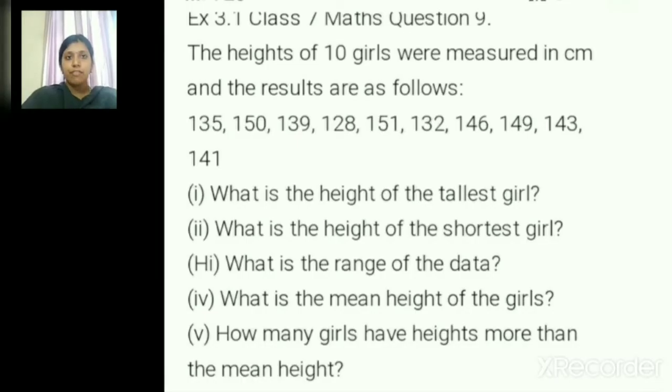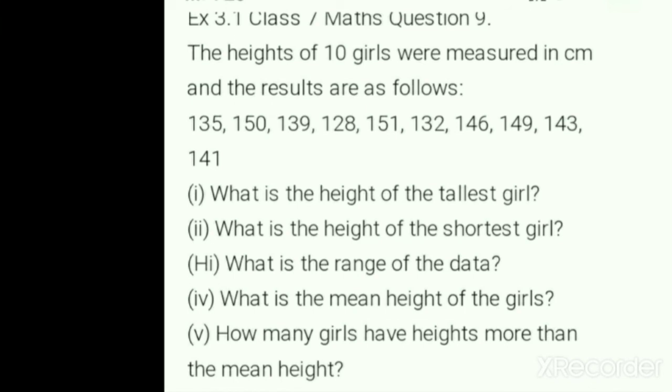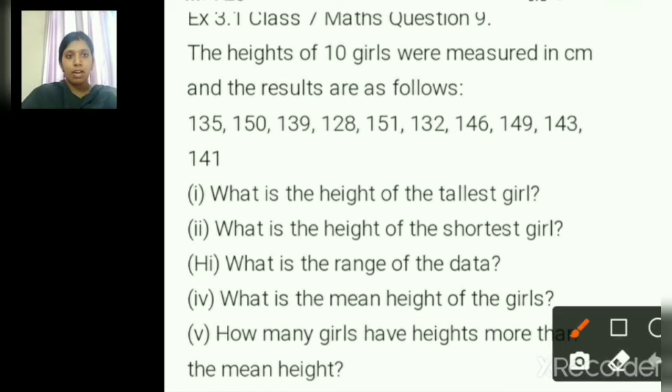Question number 9. The heights of 10 girls were measured in centimeters and the results are as follows. Okay, so the heights are given for 10 girls. First subdivision, what is the height of the tallest girl? Okay, so the tallest girl, which is more, children? 151 is the height of the tallest girl.